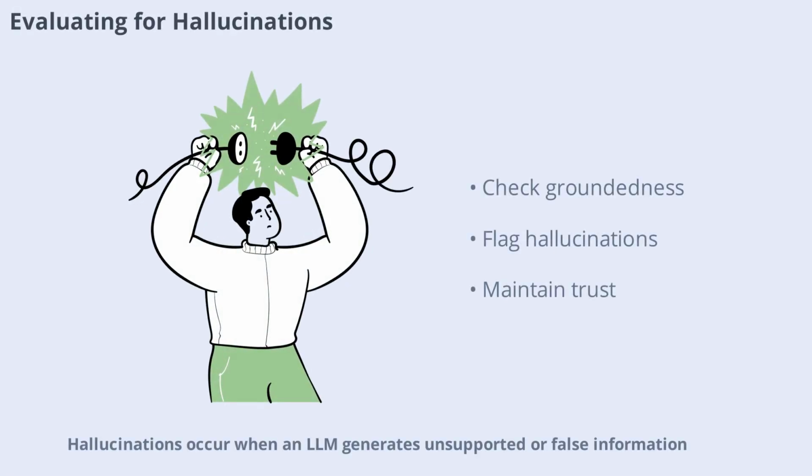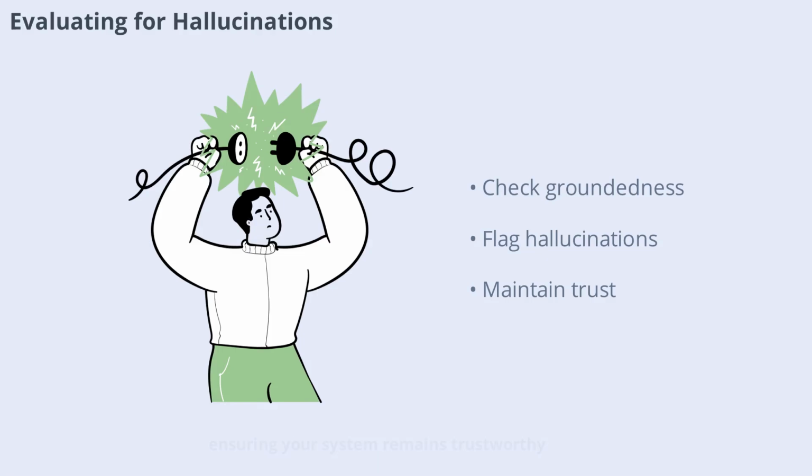Hallucinations occur when an LLM generates unsupported or false information. Evaluate groundedness by checking if responses are based only on retrieved context. Use automated tools and human review to flag and reduce hallucinations, ensuring your system remains trustworthy.